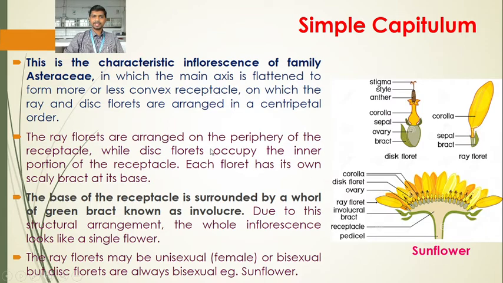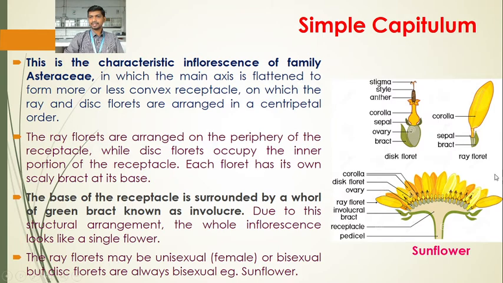The ray florets are arranged on the periphery of the receptacle. So towards the periphery the flowers present are the ray florets. Okay, so the ray florets are arranged at the periphery of the receptacle, while disc florets occupy the inner portion of the receptacle. So the inner portion of the receptacle possesses the disc florets. Okay, each floret has its own scaly bract at its base.